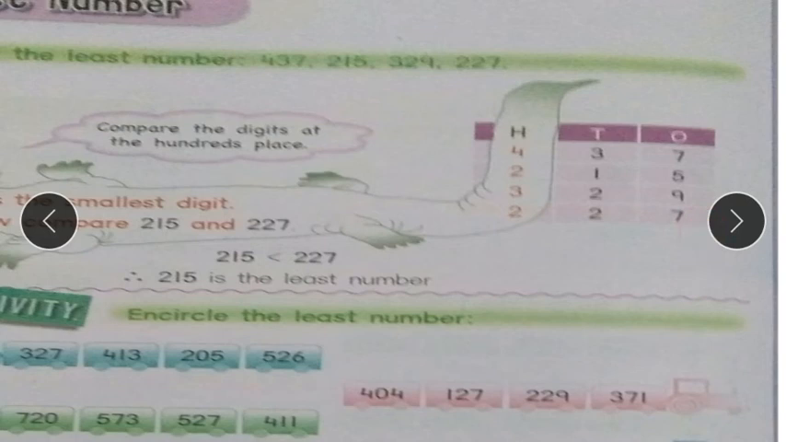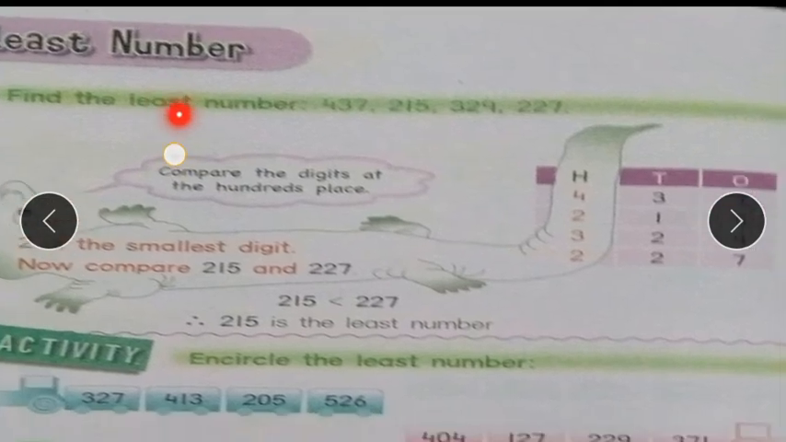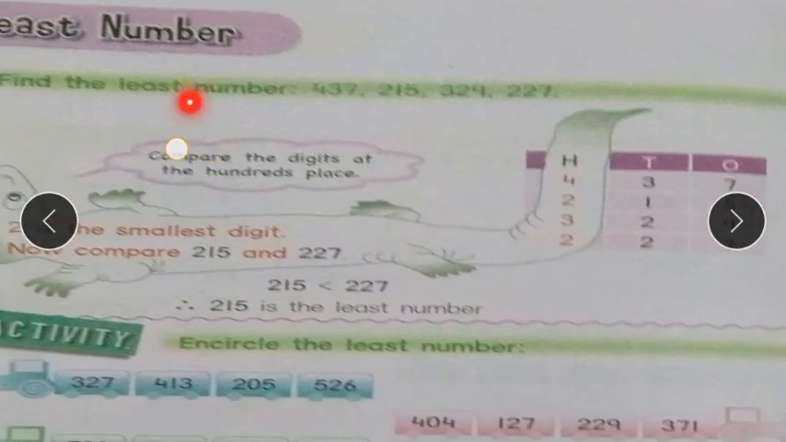But in the previous question, you were looking for the greatest number. Here, because the lesson is least number and the question is find the least number, you have to read carefully. This is written least. So read the question carefully to understand what is being asked. Put the numbers in the proper form. Then see which one is the smallest in hundreds place, like 4, 2, 3, 2. So here you find, children, two numbers are smallest, 2 and 2. Both are 2.